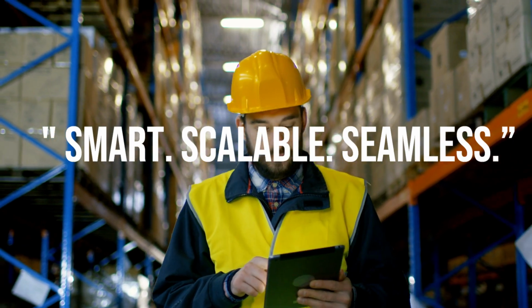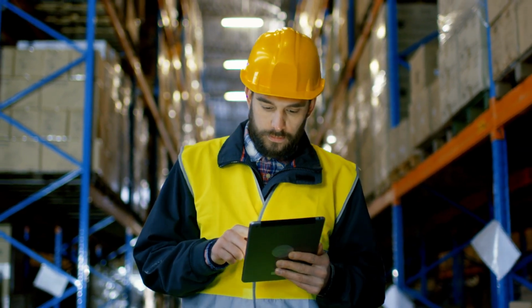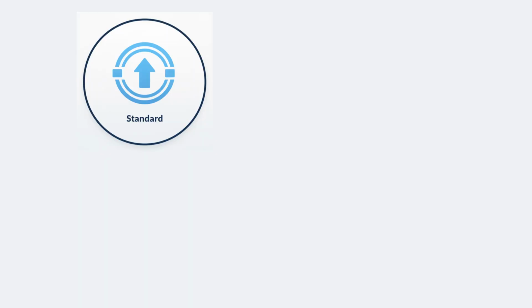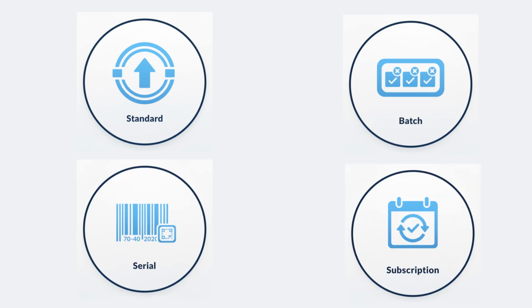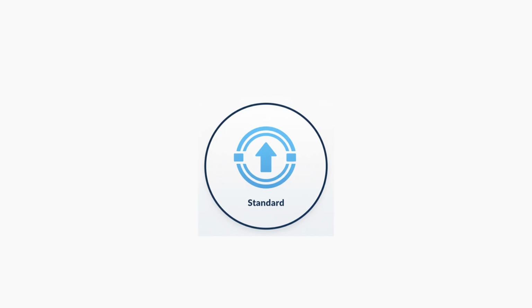In this session, we'll explore how to create and configure different types of products in Axolt: standard, batch, serial, and subscription. Each product type has specific tracking and control options designed for accuracy and efficiency.